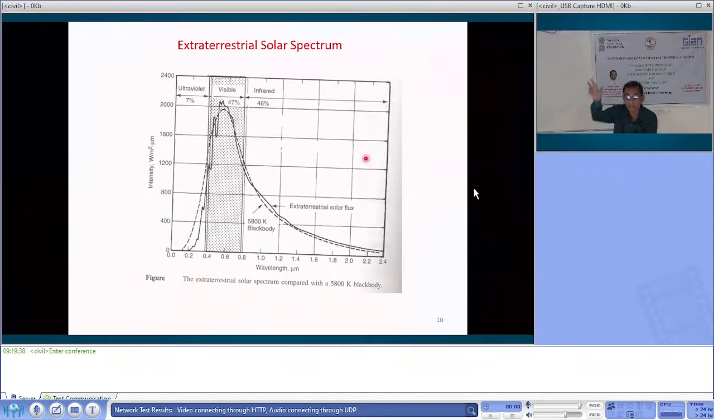The extraterrestrial solar spectrum has three regions: ultraviolet, visible, infrared. What we can see is the visible, 47%. Then infrared, which is emitted from the earth, is 46%. Here they have shown that the sun is a black body at 5800 Kelvin, such a high temperature, a hot mass, a thermonuclear furnace where fusion occurs. Wavelength is shown on the x-axis versus intensity, measured in watt per meter square micrometer. Earth is another black body at 15 degrees Celsius, which in Kelvin is 273 plus 15, that is 288.